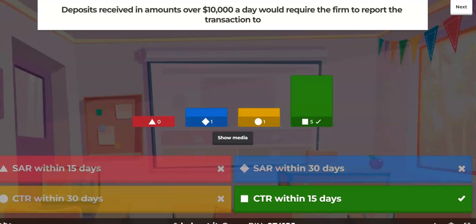Nice work. Okay, CTR within 15 days. Correct. The SAR, the suspicious activity report, isn't needed because depositing $10,000 is not suspicious, but it does require a currency transaction report.